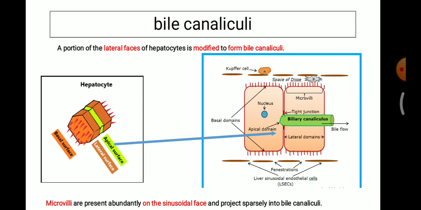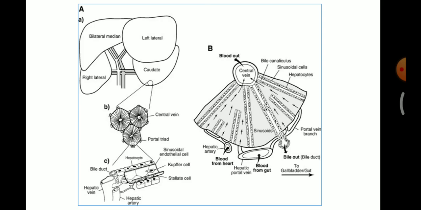Next terminology is bile canaliculi. A portion of the lateral faces of hepatocytes is modified to form bile canaliculi. So this is the lateral surface in the left figure, which is modified in the second figure. These lateral faces consist of bile canaliculi. Microvilli are present abundantly on the sinusoidal face and project sparsely into bile canaliculi.